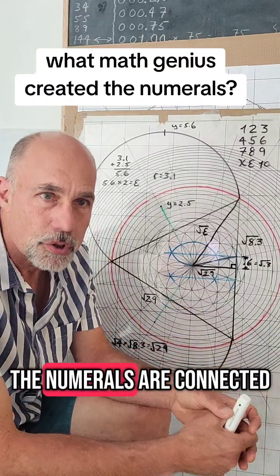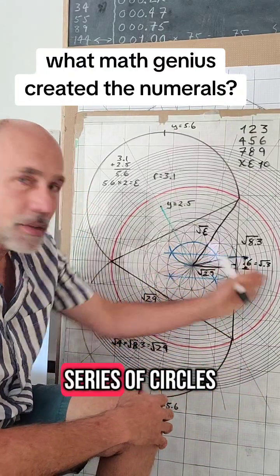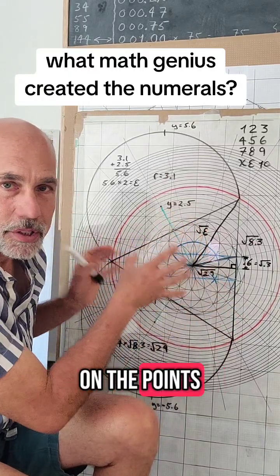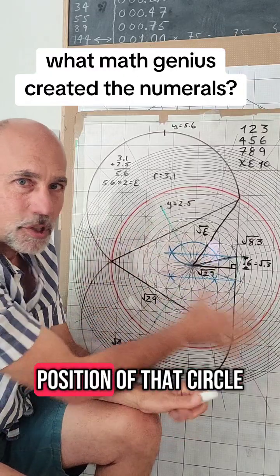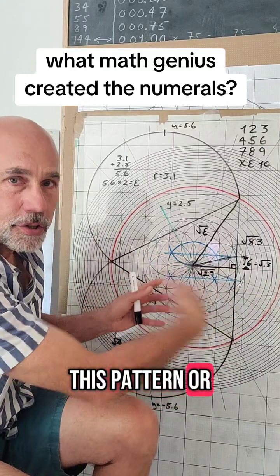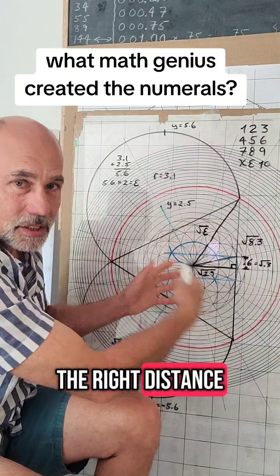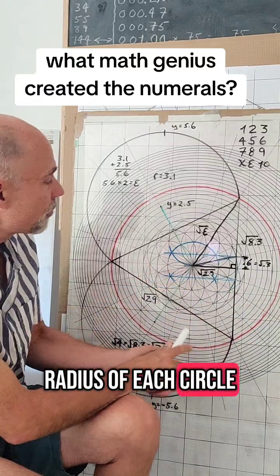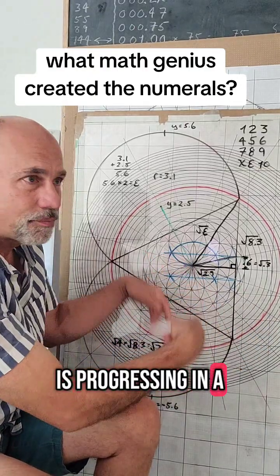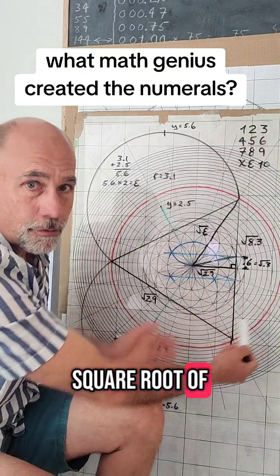So all of the numerals are connected to their corresponding circle in this series of circles, and they're done in such a way that the numeral is touching down on the points that are used to define the position of that circle. When you're drawing this series of circles, you need to put your compass on a specific point to get the right distance to draw the radius of each circle. So the radius of these circles is progressing in a pattern of square root of 1, square root of 2, square root of 3, square root of 4, etc.